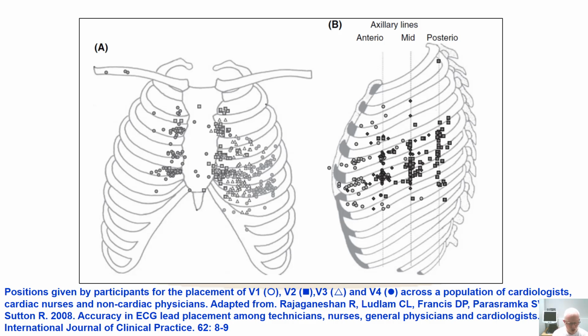cardiologists. And so what you can see is the way in which they placed V1, V2, V3, and V4 across a population within an individual, and you can see the way that these were spread. But what you can see is there is quite a spread, and this is for all of those population groups at the moment, all of our trained individuals. But can you see that there's an awful lot of disagreement? They're not all in the same place.